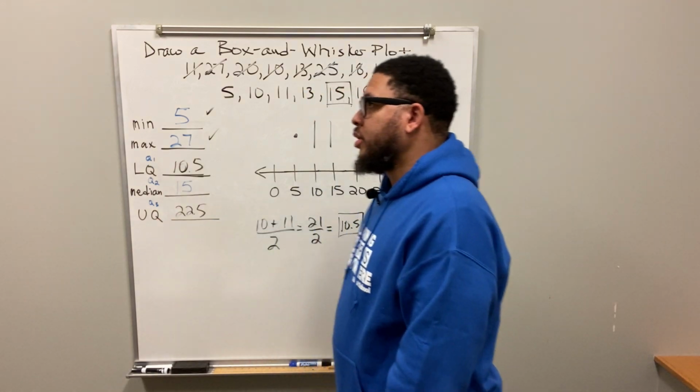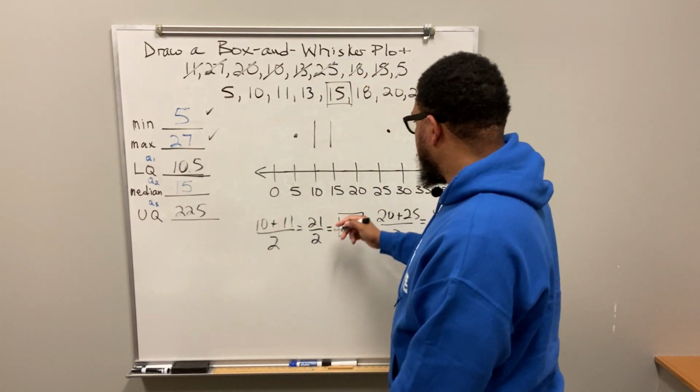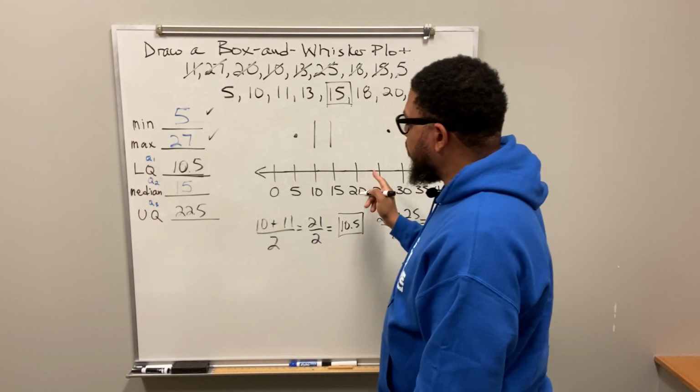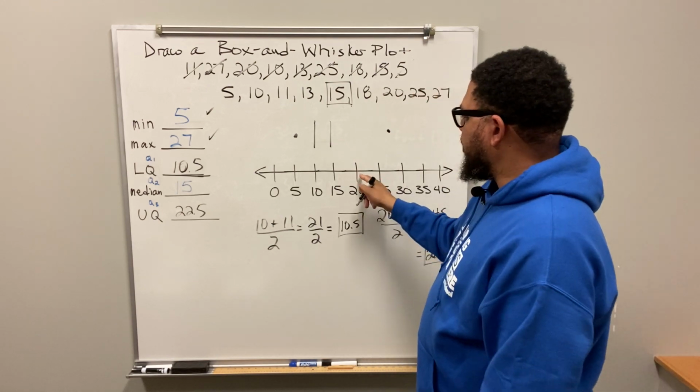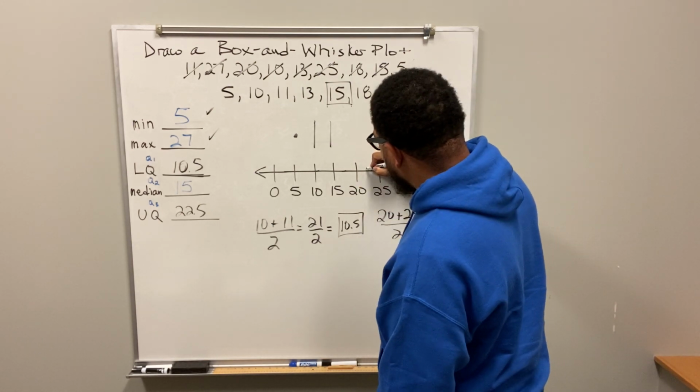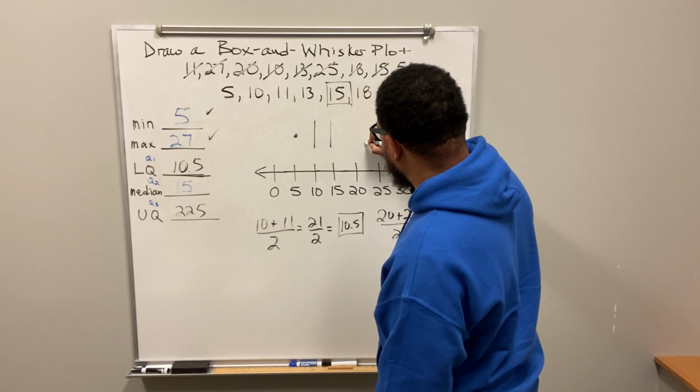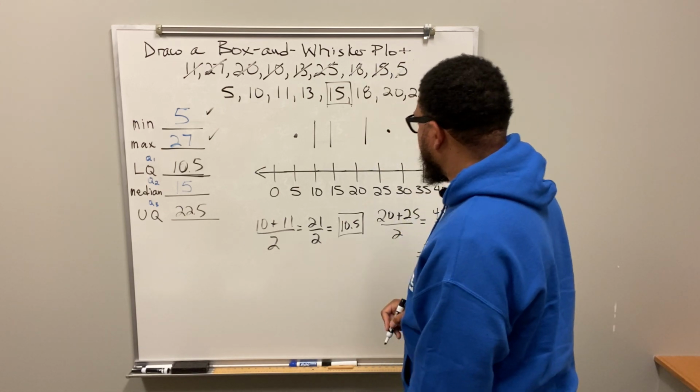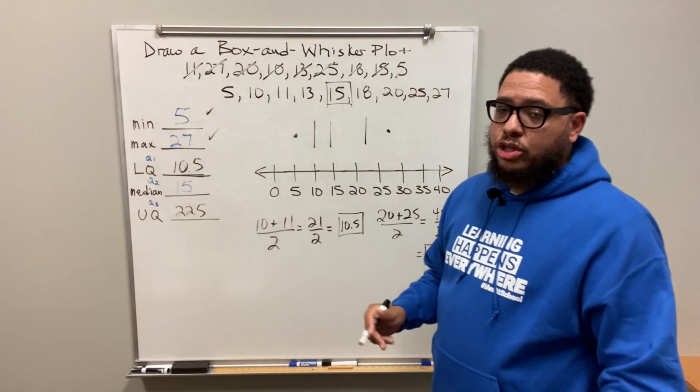Upper quartile, 22.5. I find 22.5. 22.5 is exactly halfway between 20 and 25. So then I go up like such, and I draw that. Now I can draw it. Now I can finish this.